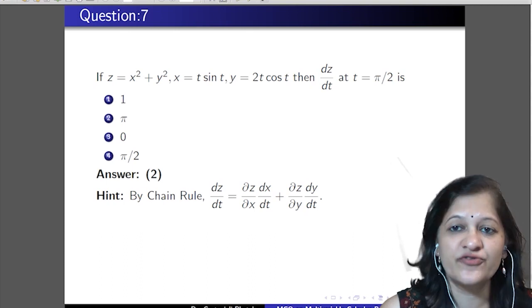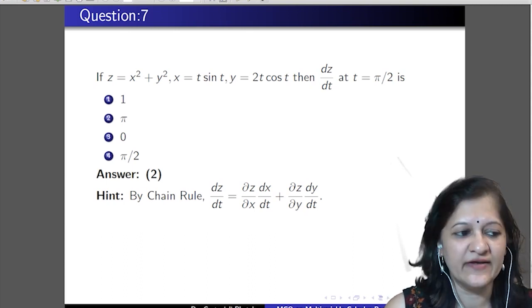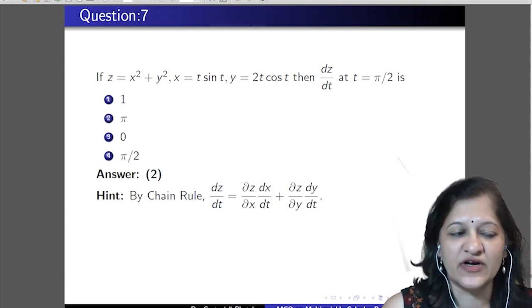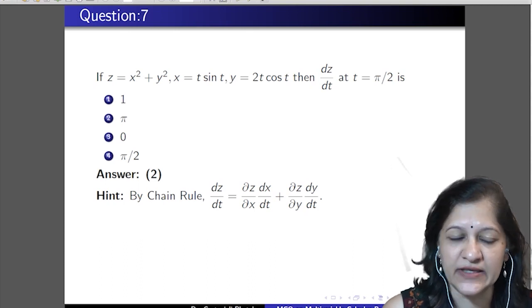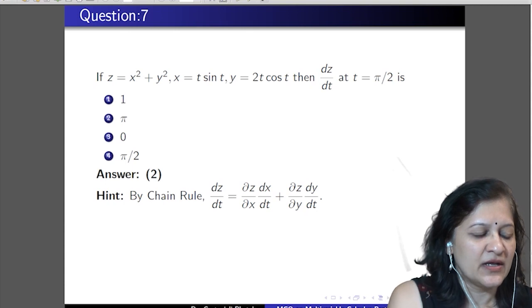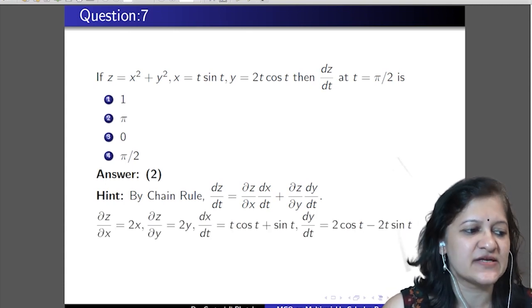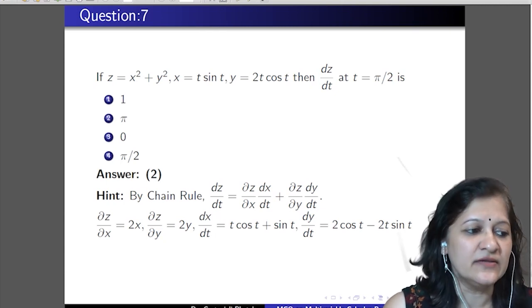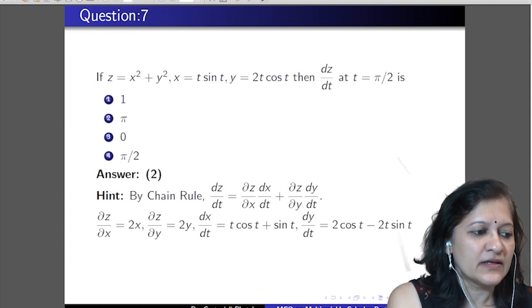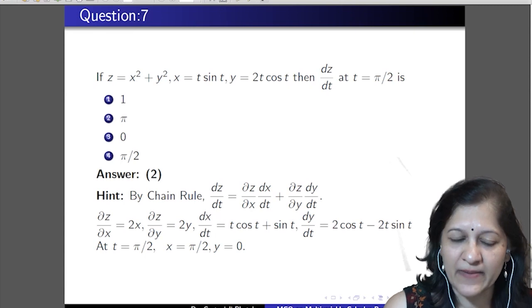z is a function of two variables x and y, so you have to write partial derivatives of z with respect to x and with respect to y. x and y are functions of only one variable t, so you have to write dx by dt and dy by dt. Now first you find out all the partial derivatives ∂z by ∂x, ∂z by ∂y, then dx by dt, dy by dt. Then you find all these values at t equal to pi by 2.